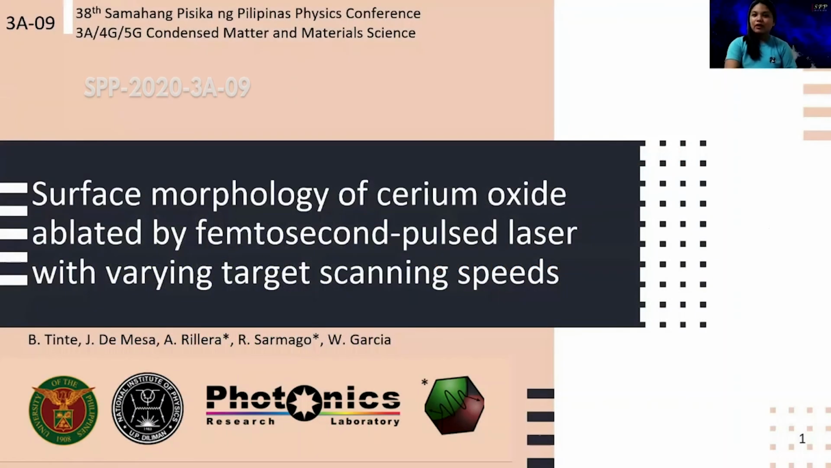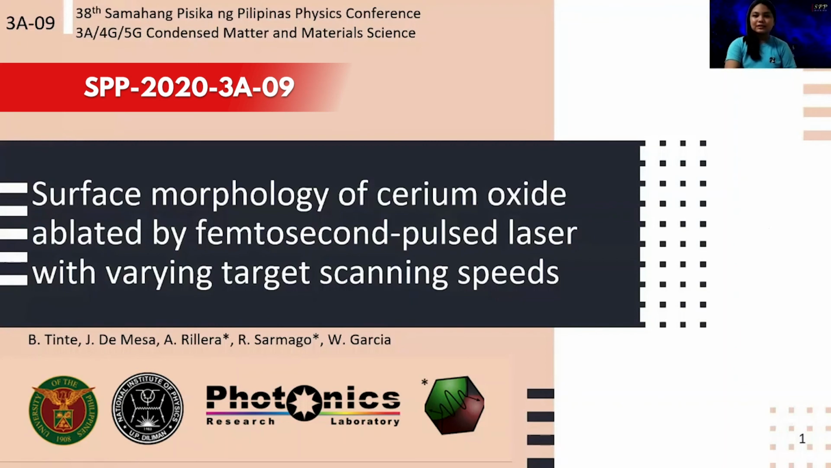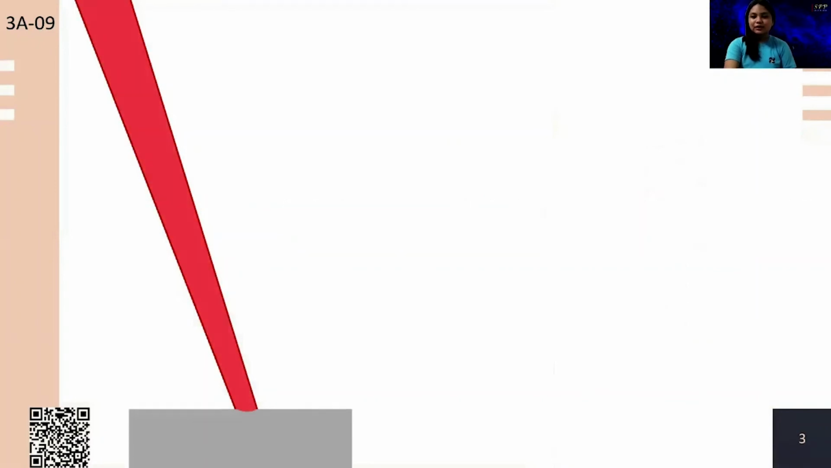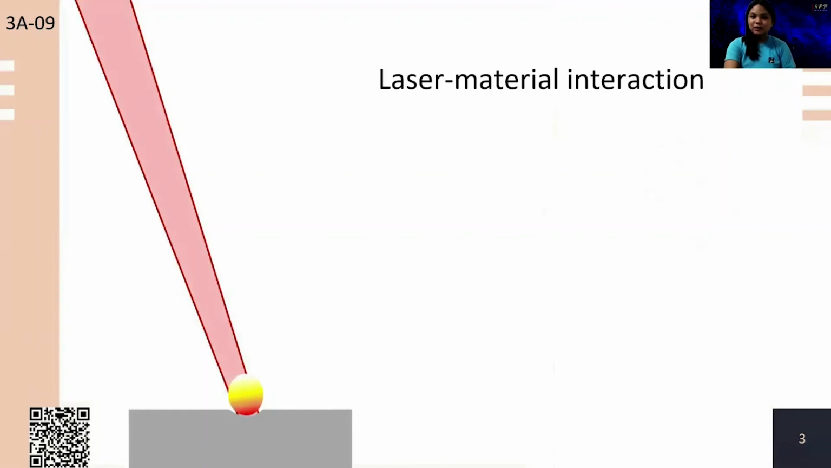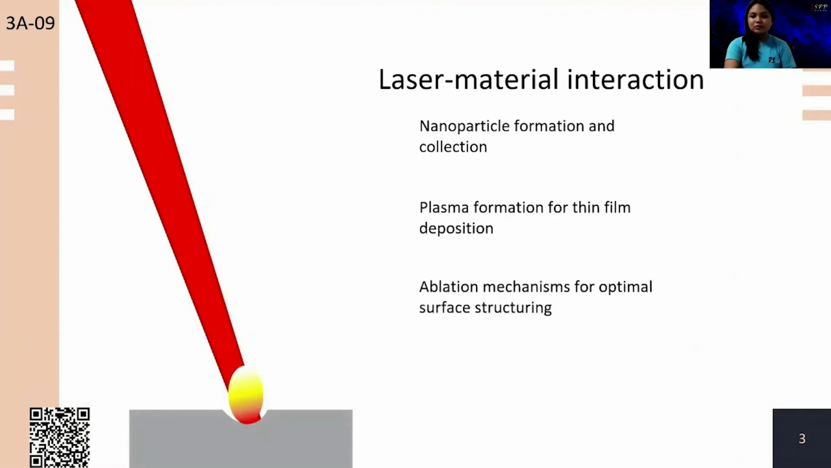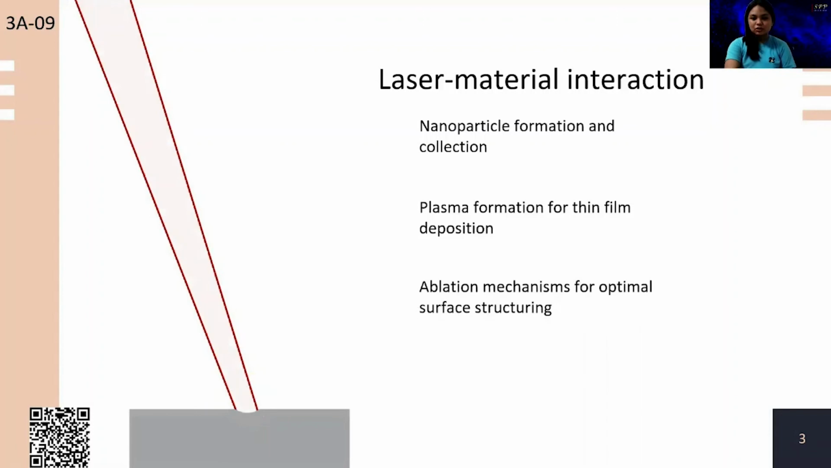Good day, everyone. From the National Institute of Physics, I'm Bianica Tinte, presenting our work on the laser ablation of cerium oxide with different target scanning speeds. Pulse laser ablation is a material removal technique involving high-fluence laser pulses. The study of laser-material interaction during this process allows us to better form nanoparticles for their collection, study laser-induced plasma for thin film deposition, and realize the ablation mechanisms for optimal surface structuring.